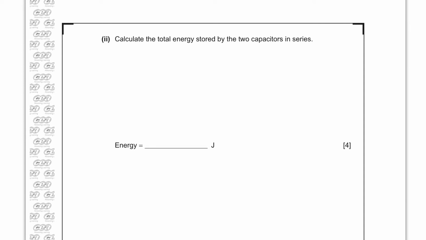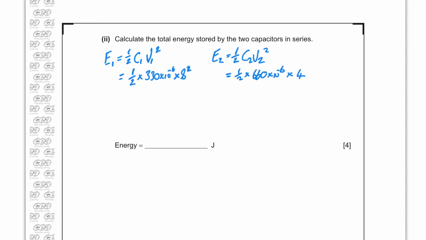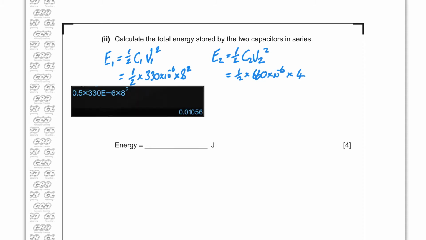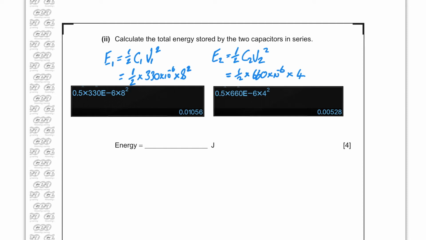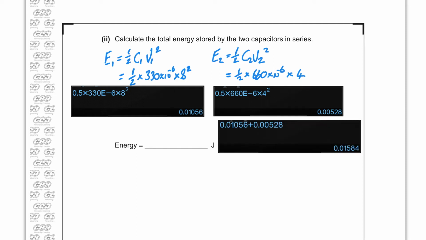Part 2 then, calculate the total energy stored by the two capacitors in series. We know the voltages on them, and we know their values now. It should be possible to use just a half CV squared for each one and add them together. So E1 is a half C1V1 squared, and E2 is a half C2V2 squared. So we just sub it in. Remember that this is in microfarads here, and we need to do that for both. The first one comes to that, and the other one comes to this value. We add those together, and we'll round that up to 0.016 joules.